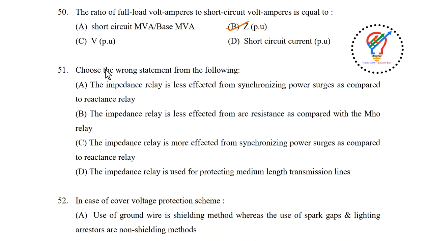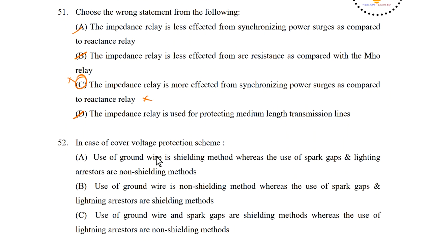Next one, the 51st question, choose the wrong statement among the following. The impedance relay is less affected from the synchronizing power surges as compared to reactance relay. The impedance relay is less affected from the arc resistance as compared with the Mho relay. These are the correct statements only. The impedance relay is more affected from the synchronizing power surges as compared to reactance relay, so this is a wrong statement. The impedance relay is used for protecting the medium transmission lines, a correct statement. So among them, C will be the wrong option here.